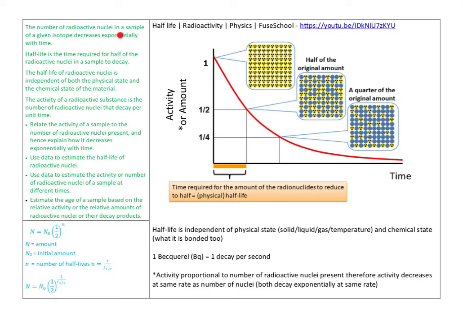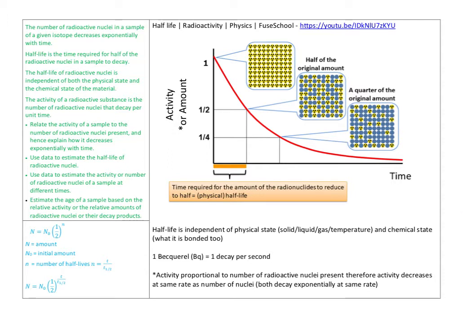The number of radioactive nuclei in a sample of a given isotope decreases exponentially with time. So the idea is that when we have a radioactive sample, the number of radioactive nuclei that are present basically undergoes exponential decay, which looks a bit like this red line here. Now, hopefully you've seen exponential decay before somewhere, but if you haven't, don't stress too much. I think you'll pick it up fairly fast.